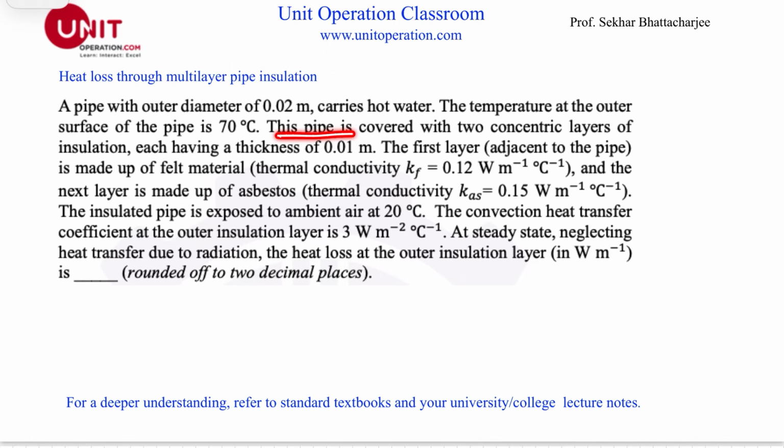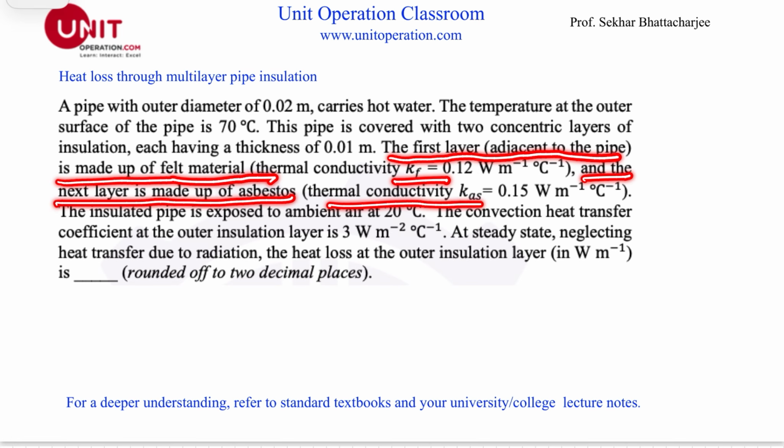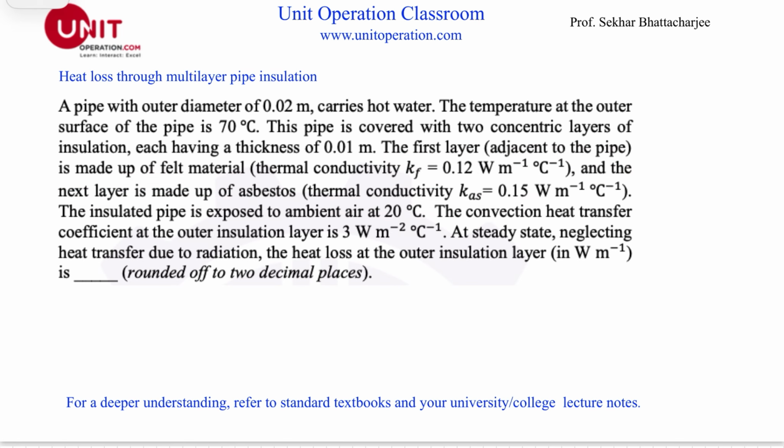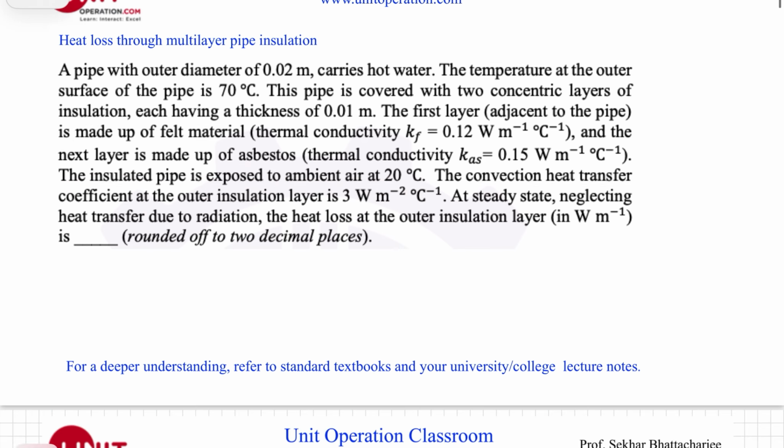The pipe is covered with two concentric layers of insulation, each having a thickness of 0.01 meter. What are those insulations? The first layer adjacent to the pipe is made up of felt material, thermal conductivity is given, and the next layer is made up of asbestos, thermal conductivity is given. And the insulated pipe is exposed to ambient air at 20 degrees Celsius.